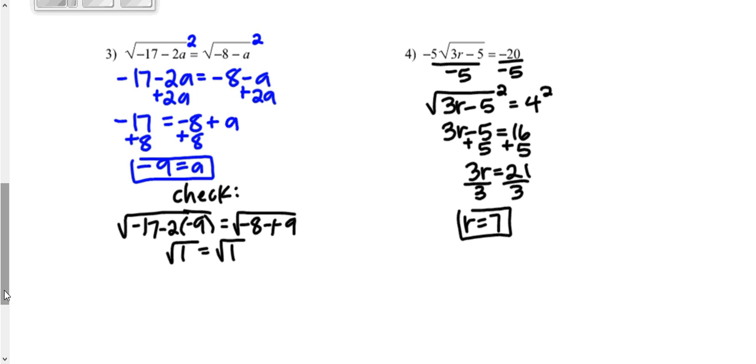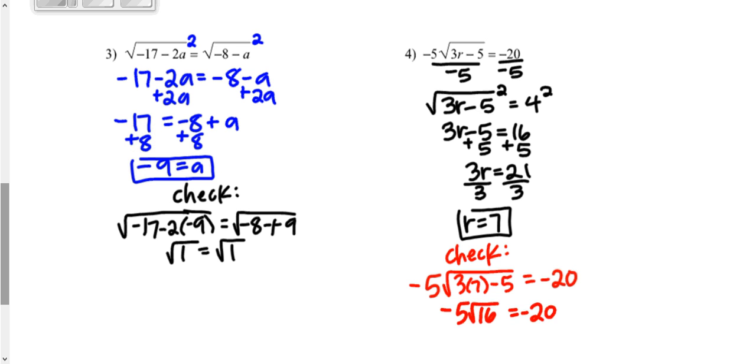Let's check that out. Plugging it back into the original. 3 times 7 minus 5 equals 20. Okay, so under the square root, 3 times 7 is 21, minus 5 is 16. So negative 5 times the square root of 16, that's got to be negative 20. And the square root of 16 is 4, so this does end up being a true statement. No extraneous solutions here on the front. Let's check out the back.